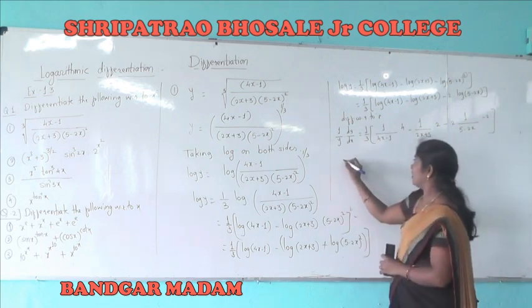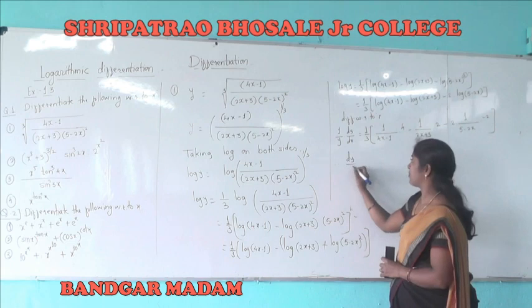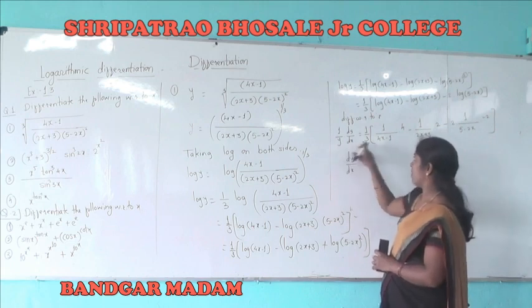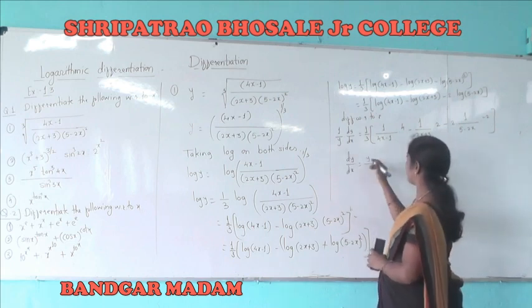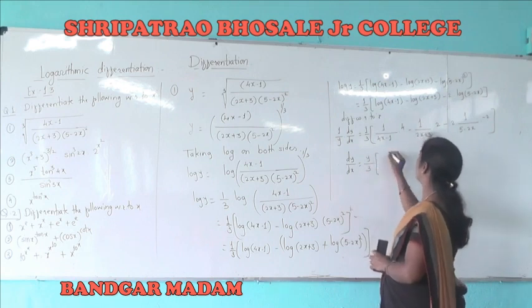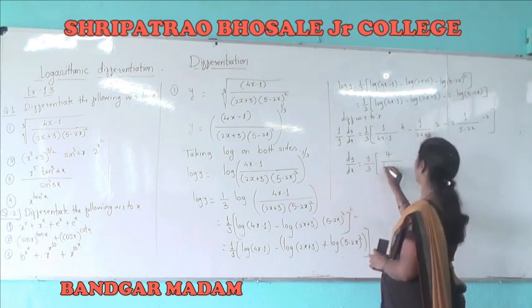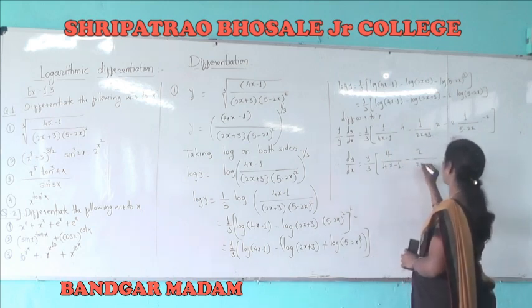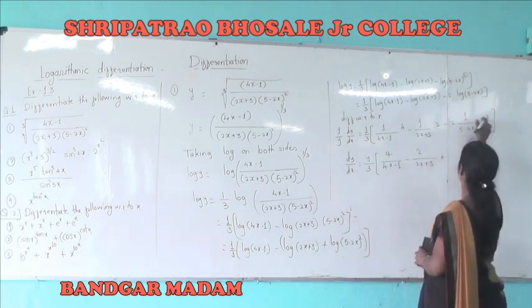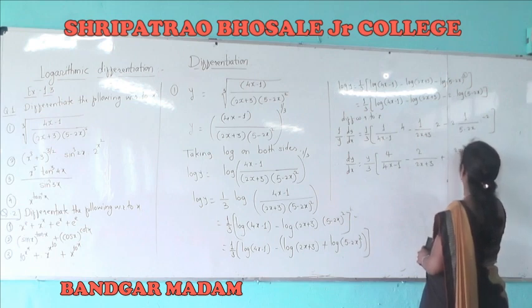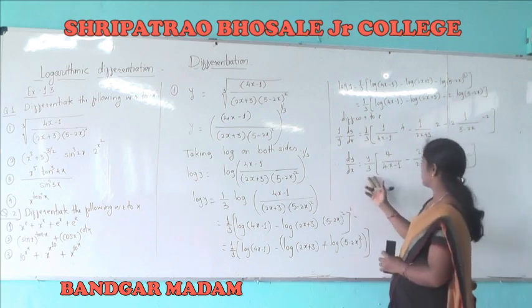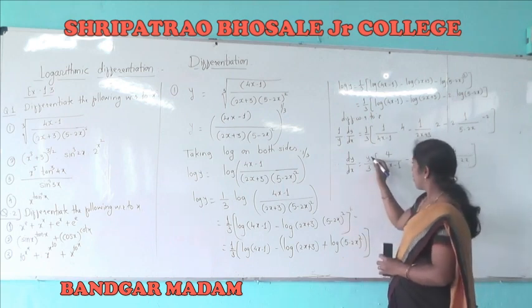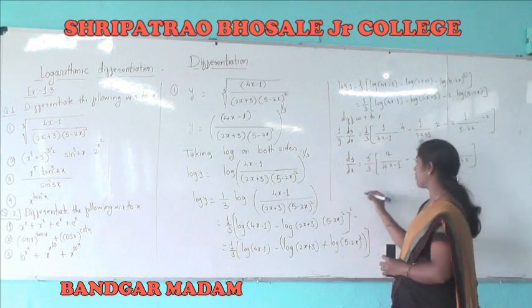So dy by dx is equal to, we have to separate dy by dx, y will be the multiplier of this bracket. y upon 3 into (4 upon 4x minus 1 minus 2 upon 2x plus 3 minus of minus, plus 2 into 4 upon 5 minus 2x). So this is our required answer. We have to replace here y and then we get the final answer.